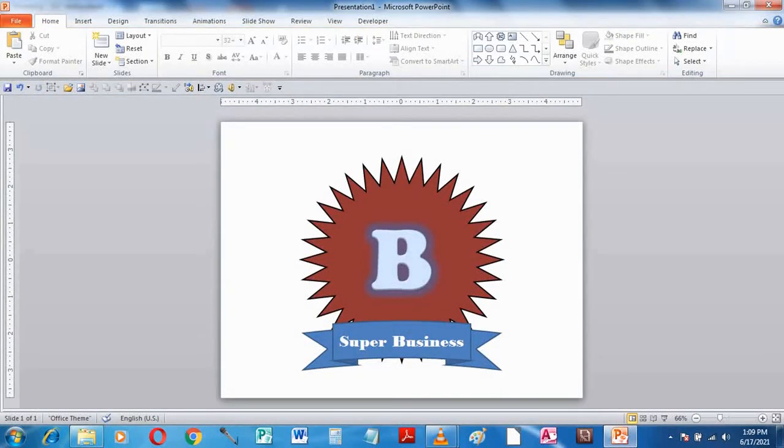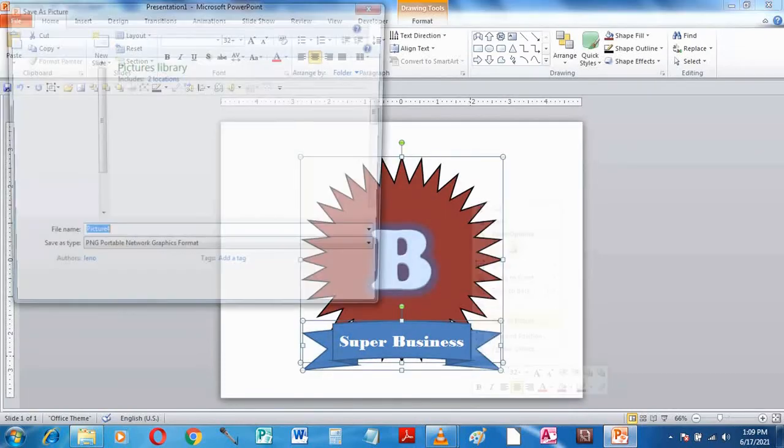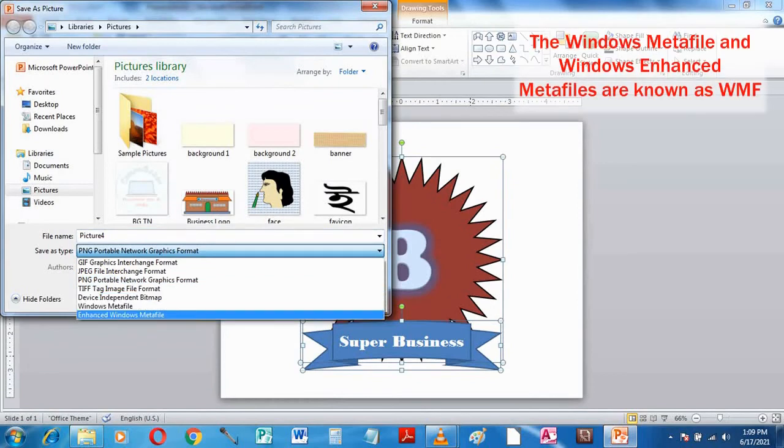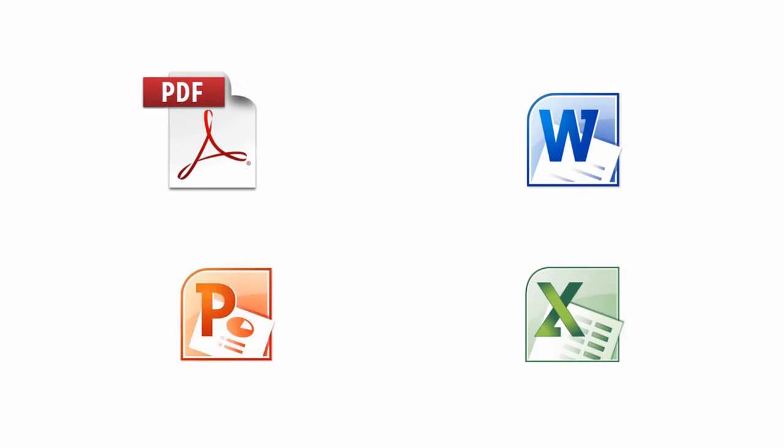Okay, now I'm satisfied with my logo, and I shall export it now. Select all the drawing and right-click on it. Then go to Save as Picture. Here you will need to select WMF as the Save as type. Alright, we are done with it. Now you can use this logo in your PDF, or in other Office apps like Word, Excel, PowerPoint.